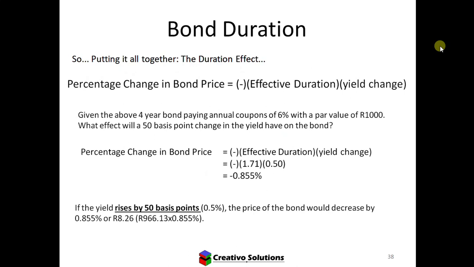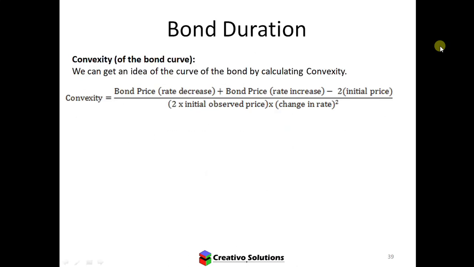Or it could be 13. Exactly, okay, because of the 855 as the change in bond price based on your current duration, the effective duration.